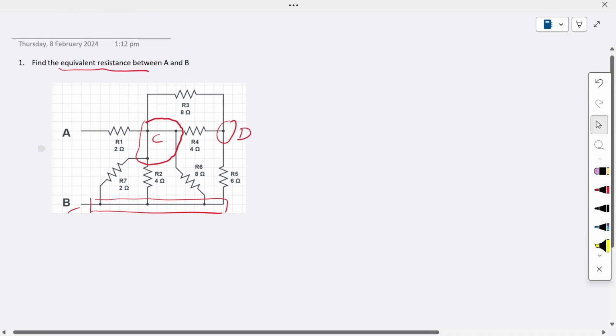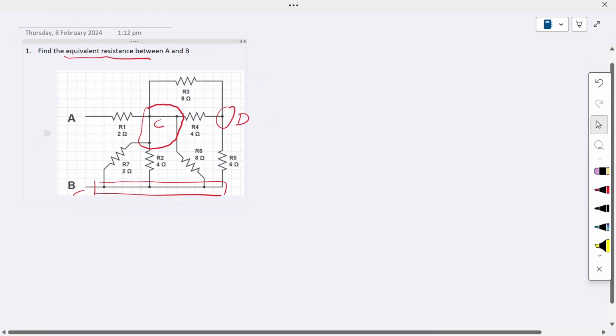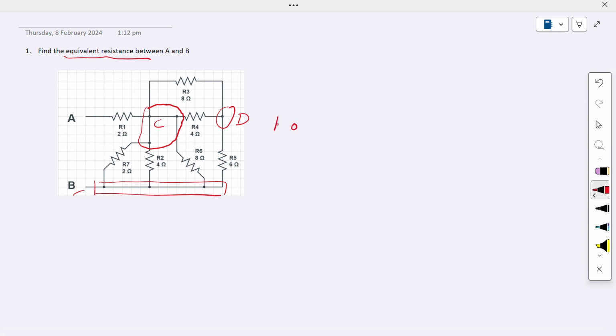Okay, we can redraw the circuit here. Simplify this circuit. We'll redraw this. Now we start from, let's say, this is our node A. Go to R1. This is R1, and now R1 goes to this C node here.